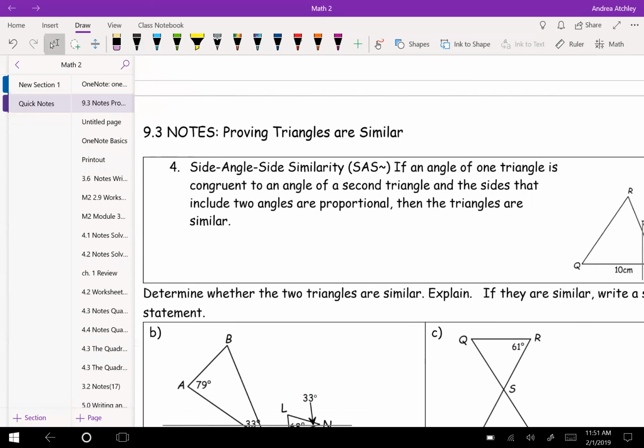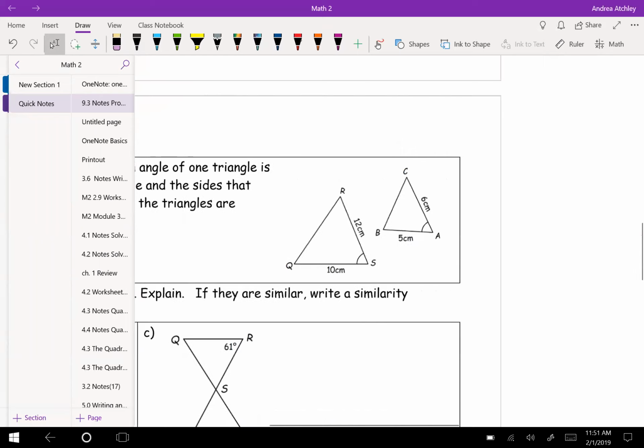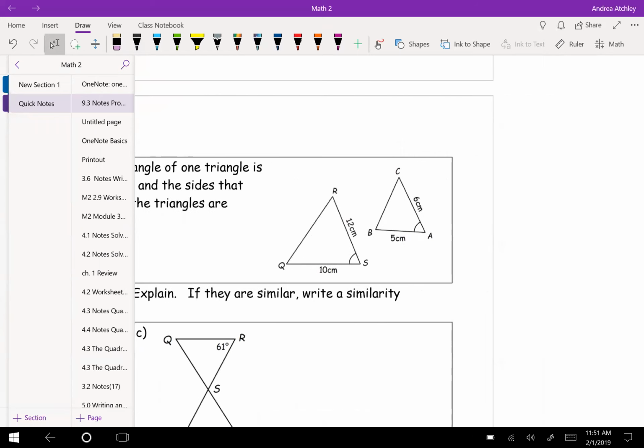The last one is side angle side similarity. So if you have two sides and their included angle, the included angle is congruent and the two sides are proportional, then you can prove the triangle is similar. Okay, so we have 12 over 6. Is that congruent to, sorry, is that 10 over 5? Are they the same? They both can reduce to 2 over 1. So we could say those two triangles are similar.